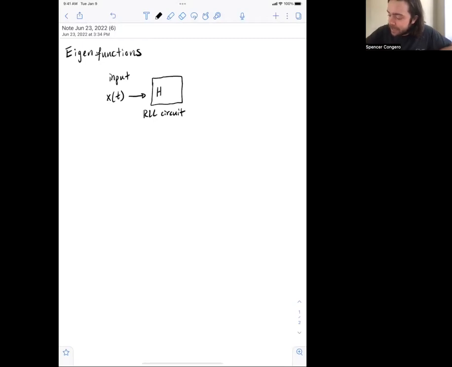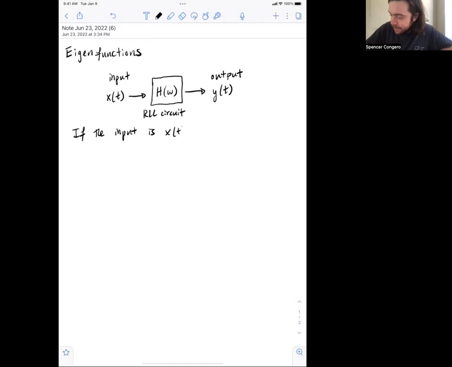And this circuit, let's say it has some frequency response, h of omega. And then we get some output. Who knows what it is? I'll just call it y of t. So this is the general setup. Now I think we've seen some of this before, but I want to look at a couple of outputs to very specific inputs.